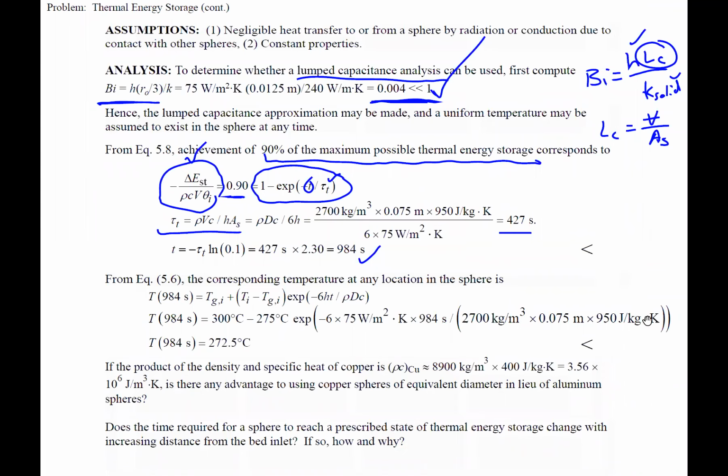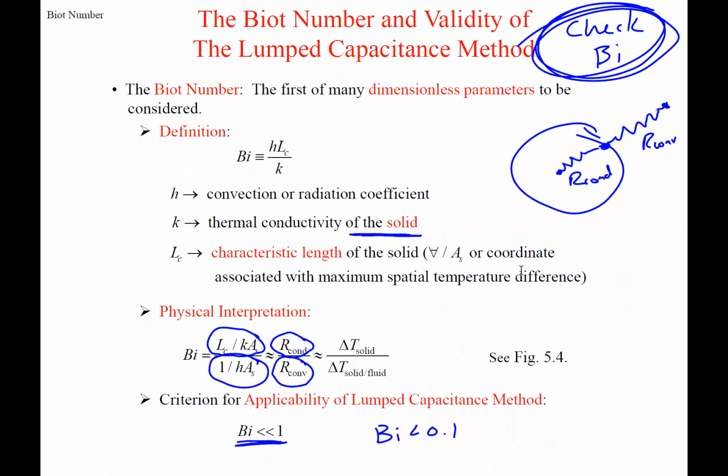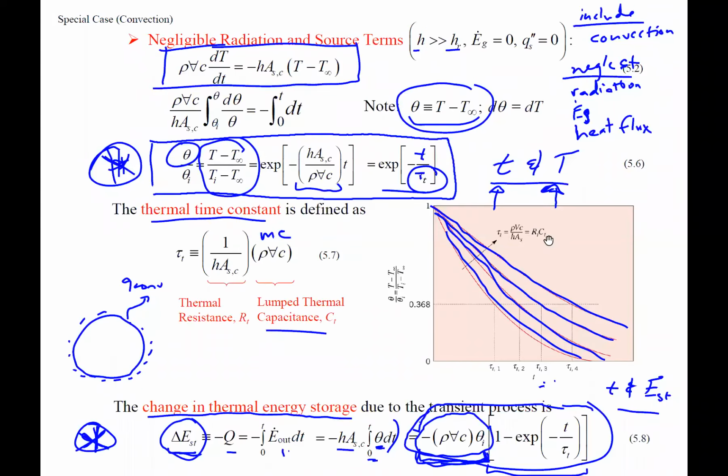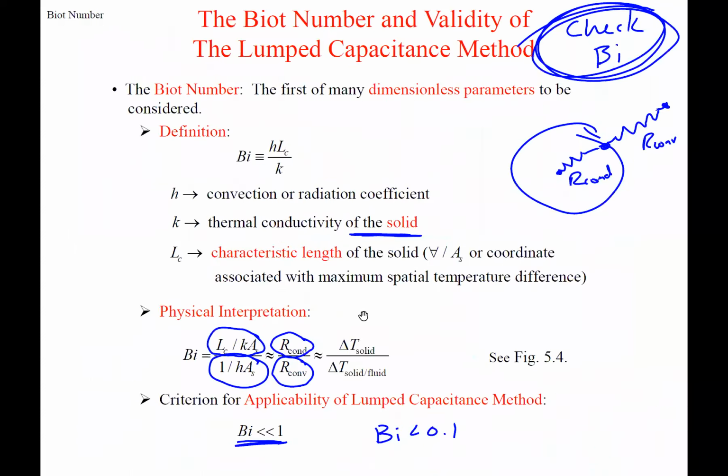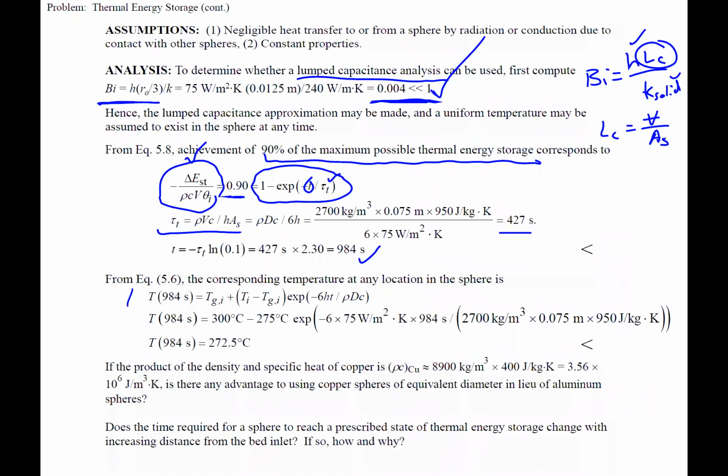All right, so let's go back to that equation because they've already rearranged it. We have this time, we have a thermal time constant, and then we need this temperature. We have T infinity, we have T initial, so we're just solving it for that temperature. And that's what you see here. They've already rearranged and substituted a little bit of this for this equation. Okay, so we get 272.5.